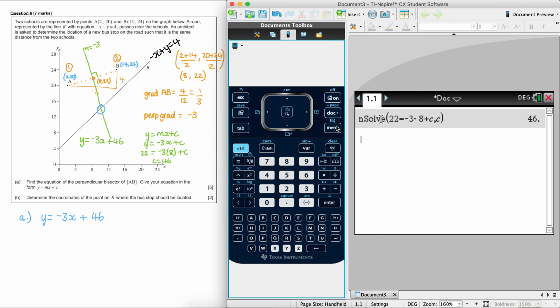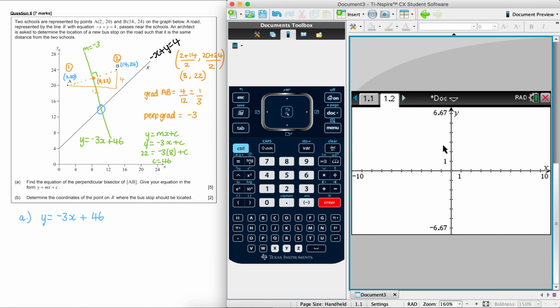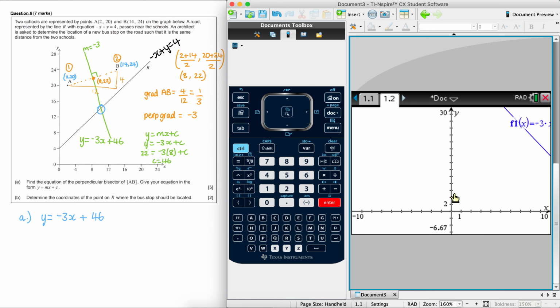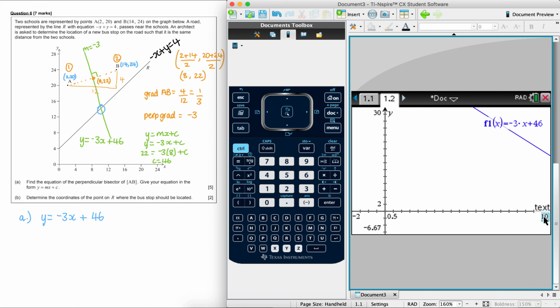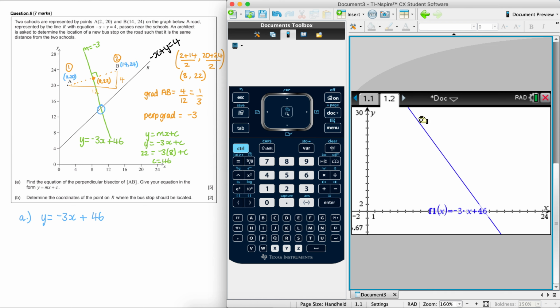Okay, so opening up a graphing page, I want to plot the line of y is equal to minus 3x plus 46. So that's my new line. Now you might be wondering where that is. It's just that we need to change our axis. So let's go up to 30. We don't really need this side at all. And this one goes up to 24 on my question here. So that's the new perpendicular bisector that I've found.